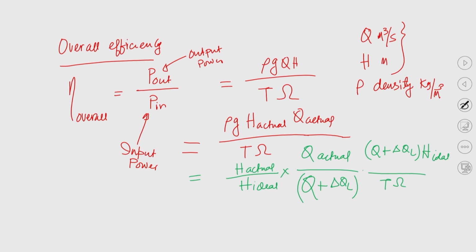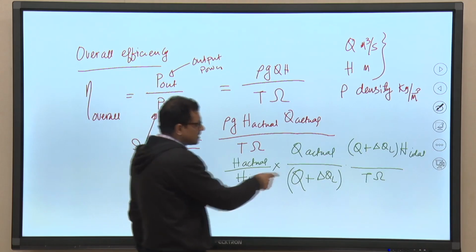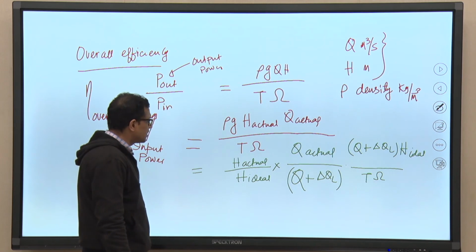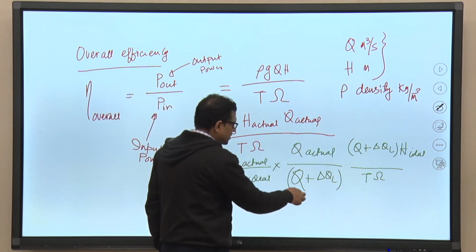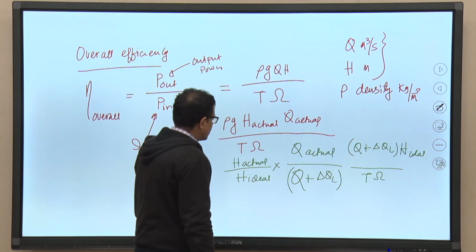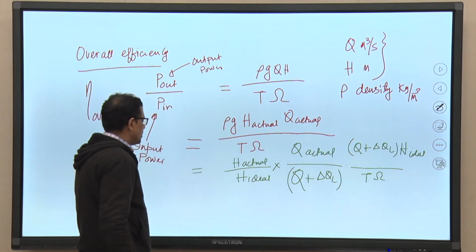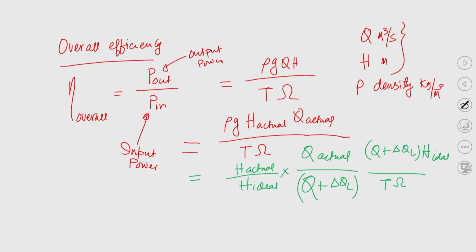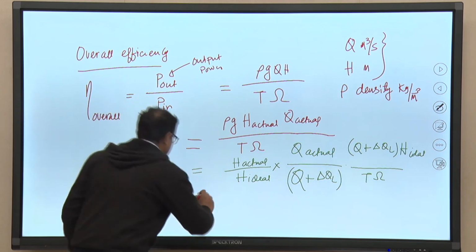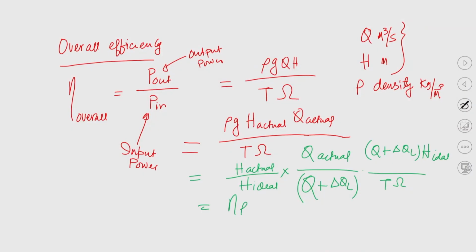H actual by H ideal: I have taken H ideal over here, so they will cancel each other. Q actual divided by Q, and I have taken Q plus delta Q here, so they will cancel each other, divided by T omega. So, what is H actual by H ideal? The actual head delivered by the pump to the ideal head is nothing but the hydraulic efficiency. So, that is eta hydraulic.